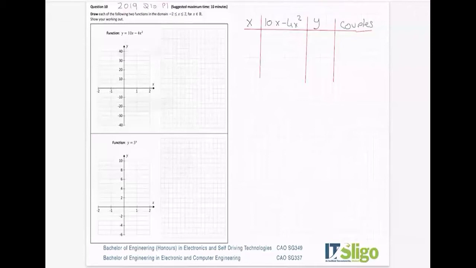Okay, how do I know my x values? I get them from here. Your domain is your inputs. So that is your x values. I didn't make my lines long enough.